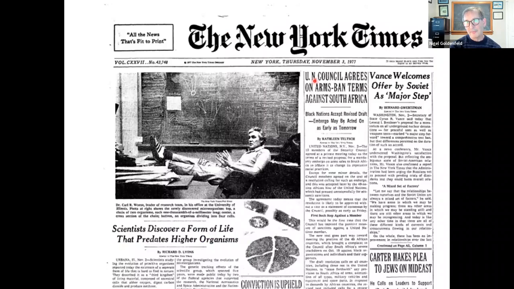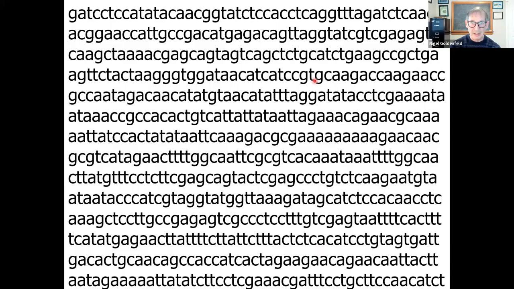All right, so here is Carl Woese, my mentor in biology, in characteristic pose, sitting on the front page of the New York Times, November the 3rd, 1977. And why is he there? Well, the headline says scientists discover a form of life that predates higher organisms. This was actually fake news. It's not quite true. But what he had discovered was actually a third domain of life. And I'll show you that in a minute.